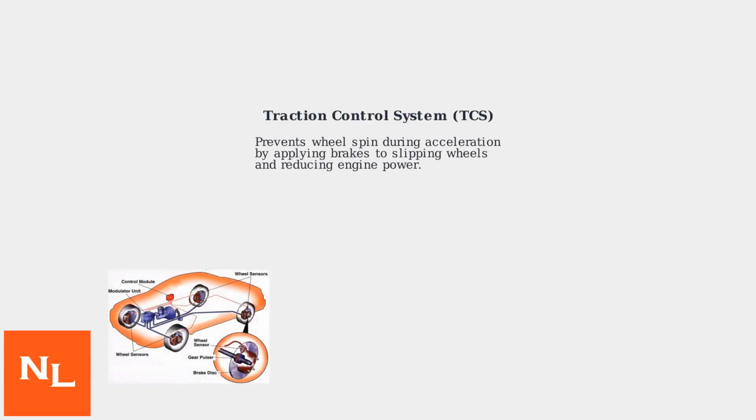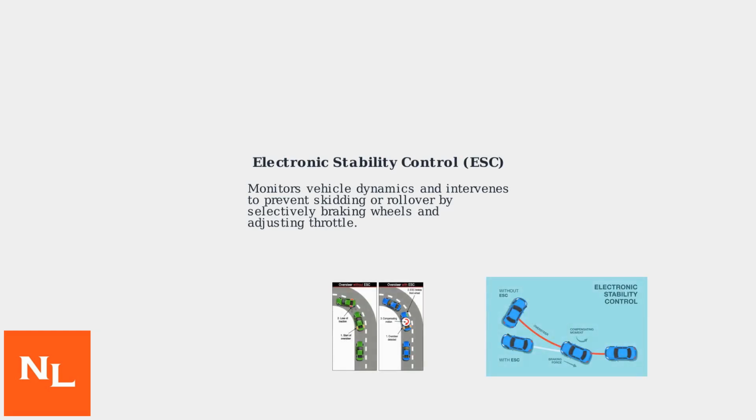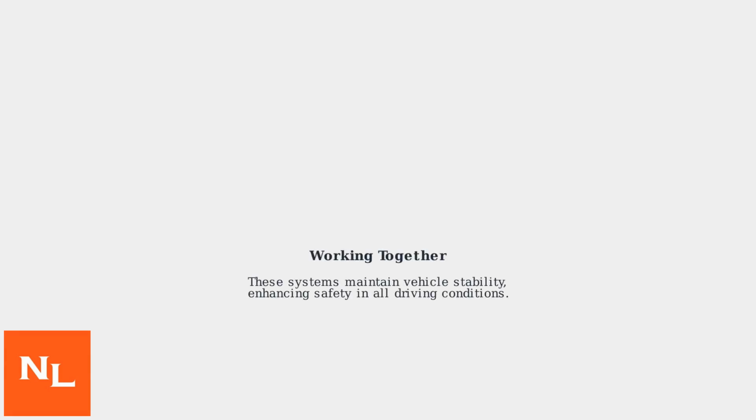Traction Control System prevents wheel spin during acceleration by applying brakes to slipping wheels and reducing engine power, helping maintain grip on the road. Electronic Stability Control monitors vehicle dynamics using sensors and intervenes to prevent skidding or rollover by selectively braking individual wheels and adjusting engine throttle, keeping the vehicle on its intended path. Together, TCS and ESC work seamlessly to maintain vehicle stability, significantly enhancing safety and control in various driving conditions.